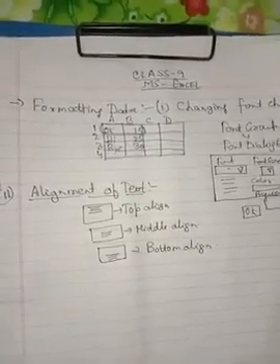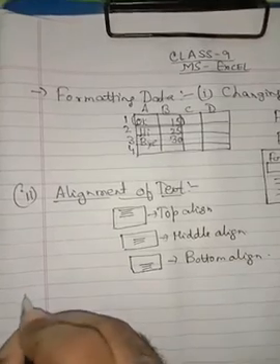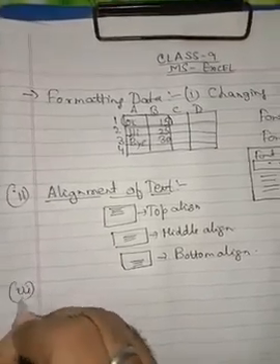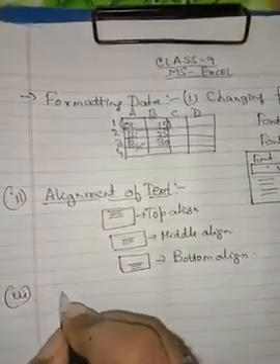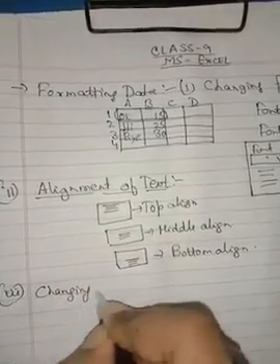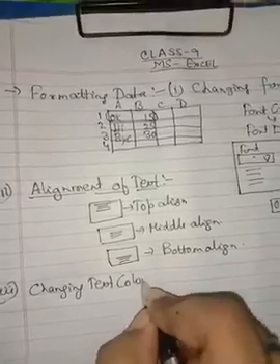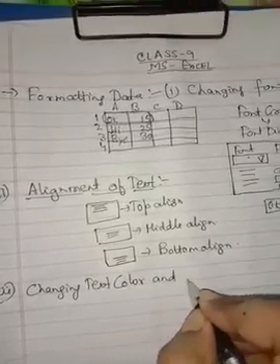Now comes the topic, changing the text color and cell color. This is the third type of formatting data option, that is, changing the text color and cell color.